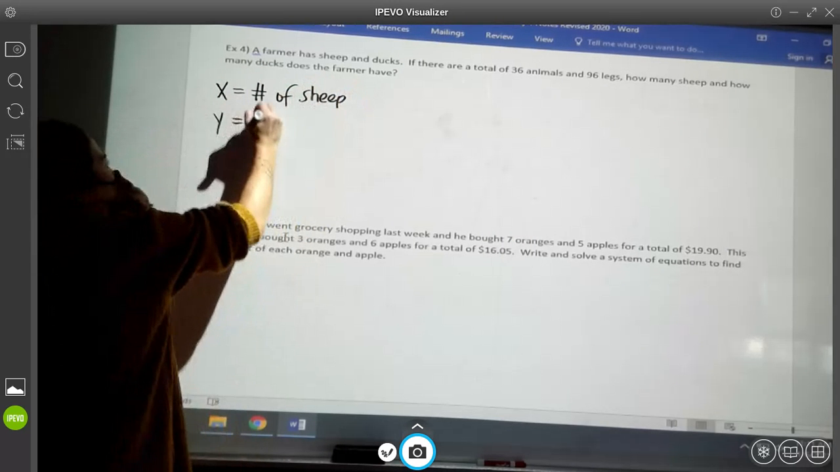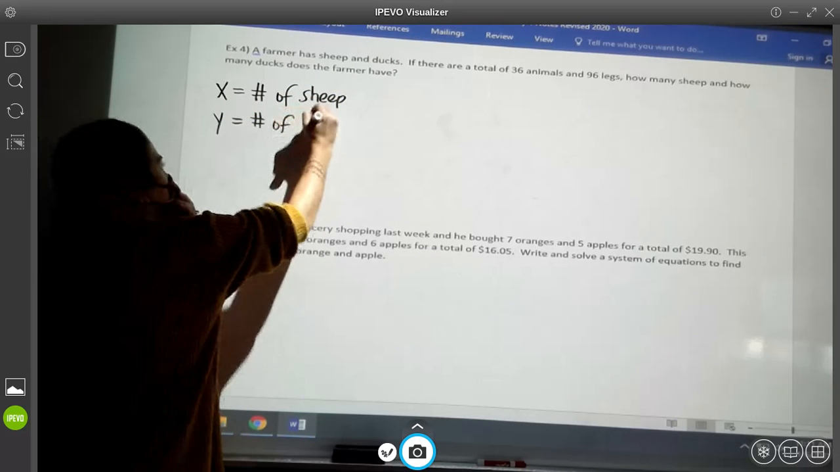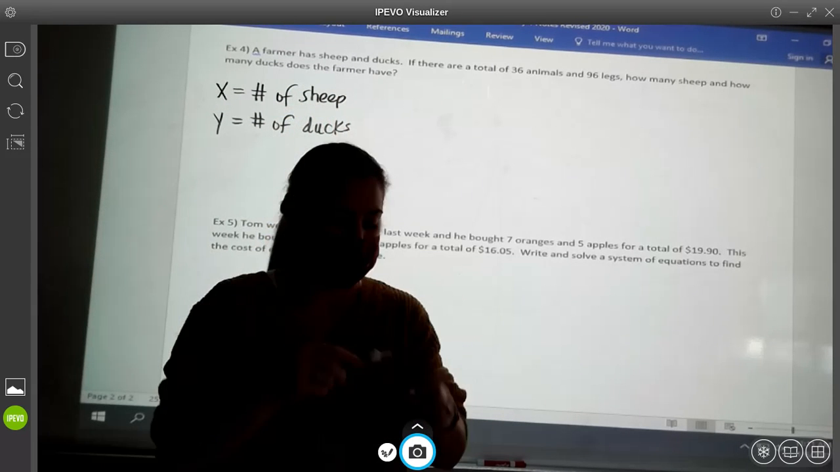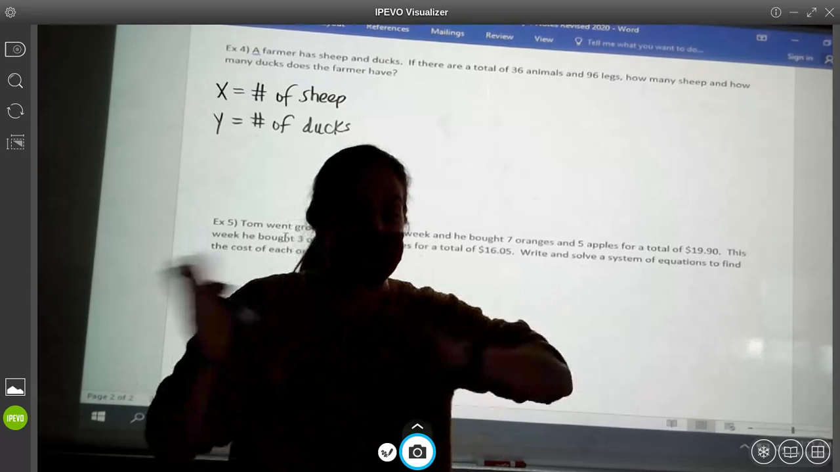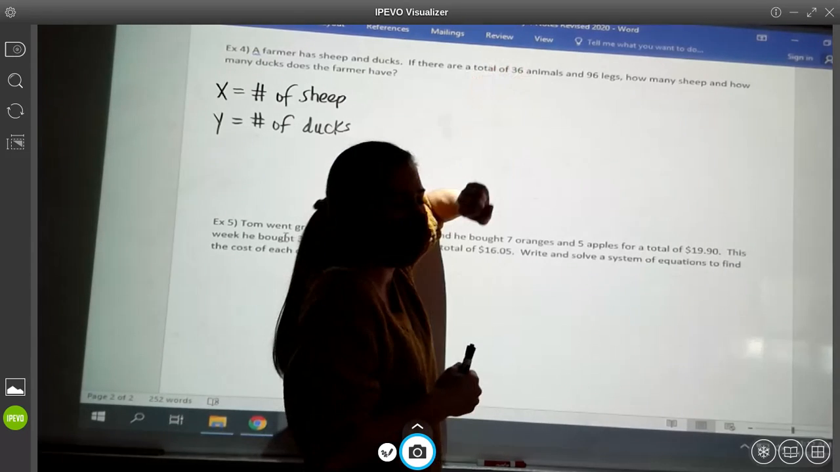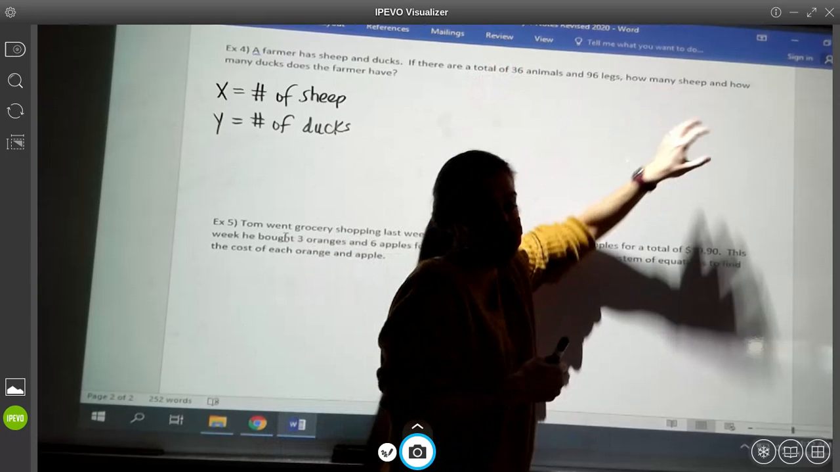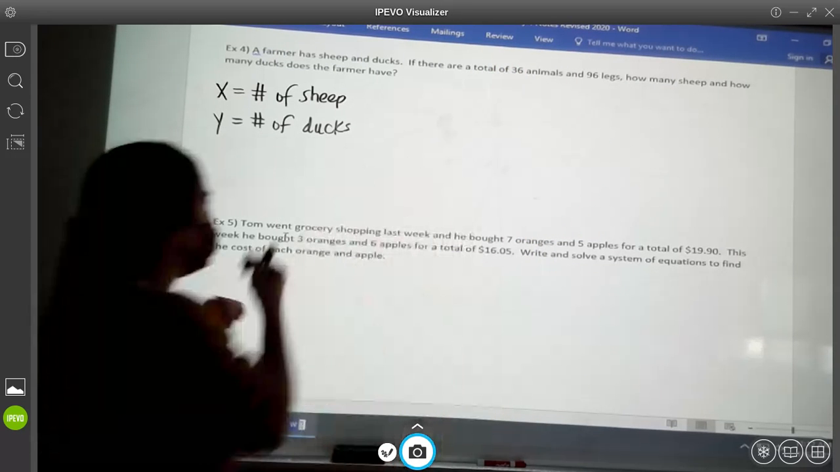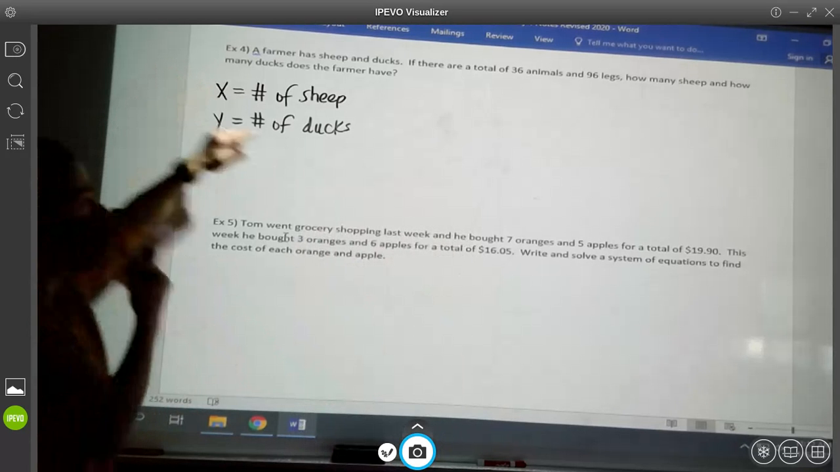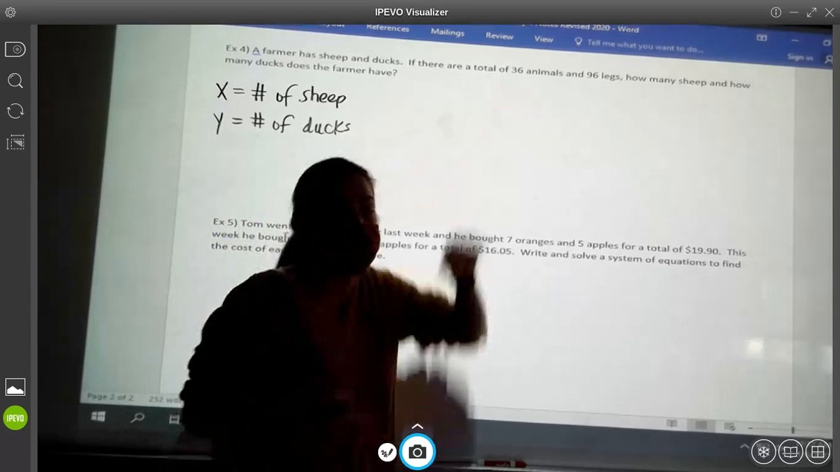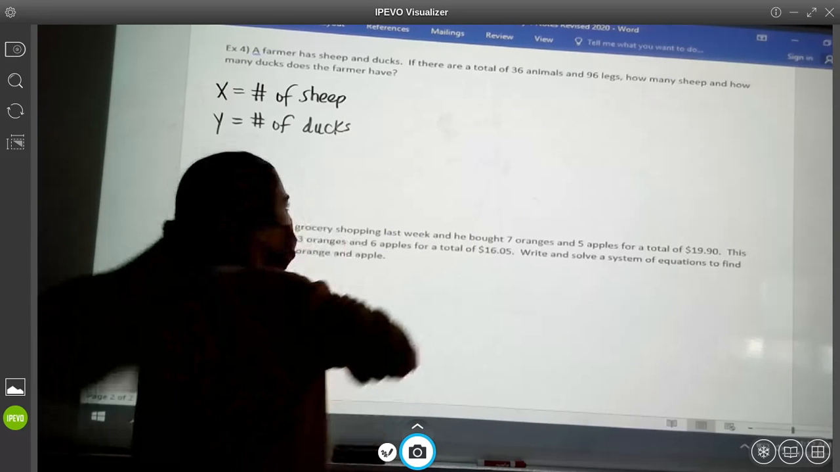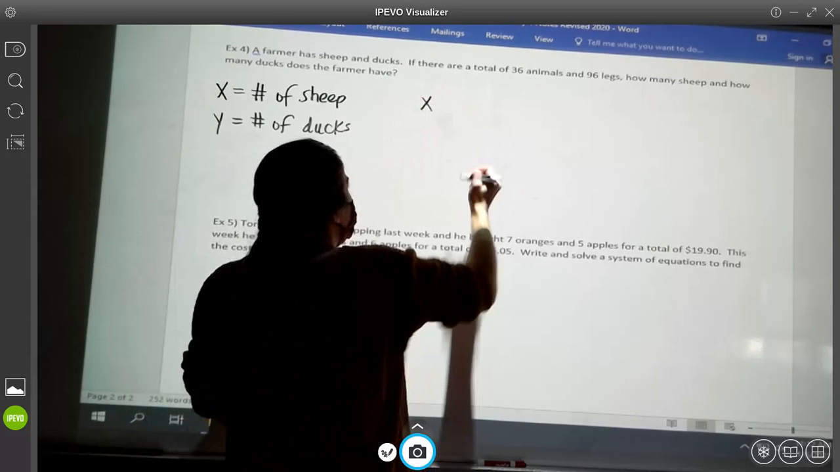Okay, so now we have to write two separate equations. They should have talked about two separate pieces of information. They talked about the number of animals, so we'll write an equation about that, and they talked about the number of legs, and then we'll write an equation about that. All right, so guys, if I have this many sheep and this many ducks, and I have this many total animals, that means they have to add up to 36 animals. So how do I write that mathematically? I say X, the number of sheep, plus Y, the number of ducks, equals the 36 total animals.